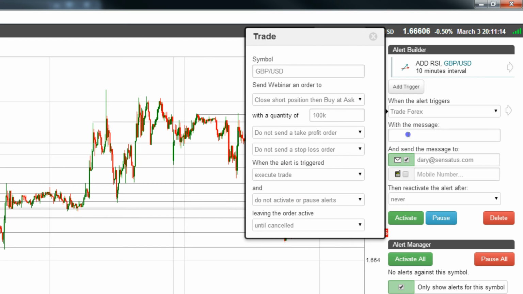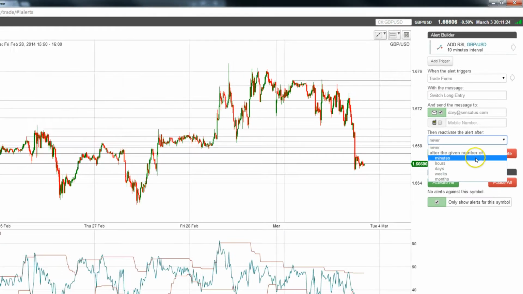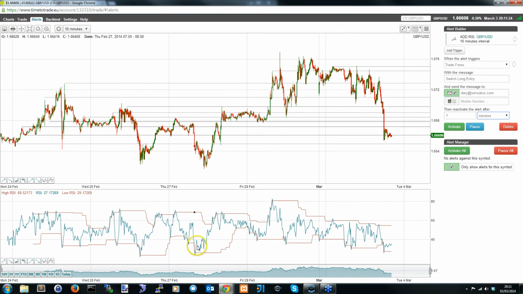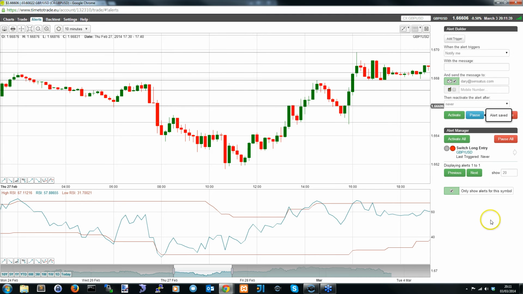I'll just leave this as it is for now, and we call this switch long entry. And we want it to keep happening over and over again. So we want this to happen when the RSI falls below the lower range and then rises up. So if we zoom in and take a closer look here, we're looking for these sort of events where it falls below, and then on the rising edge we're going to enter a position.